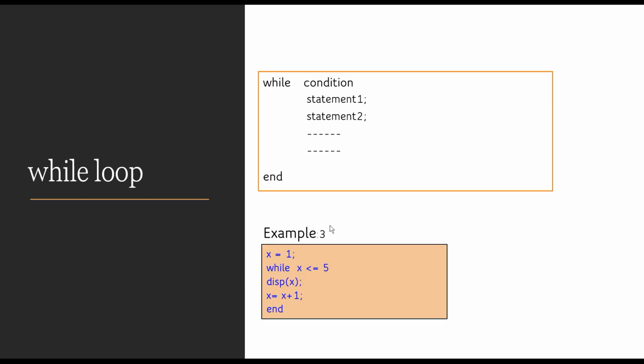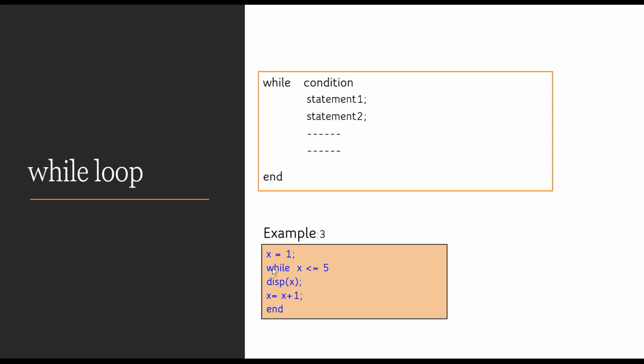Now let's get to the while loop, and the while loop is a little bit different. We have the while keyword, the end keyword, and we have a condition. And we have the body of the while loop that contains several statements. Basically, in the while loop, we are checking this condition, if it's true or false. If it's true, we run this body. If it's false, we do not run this body, and we just exit the while loop.